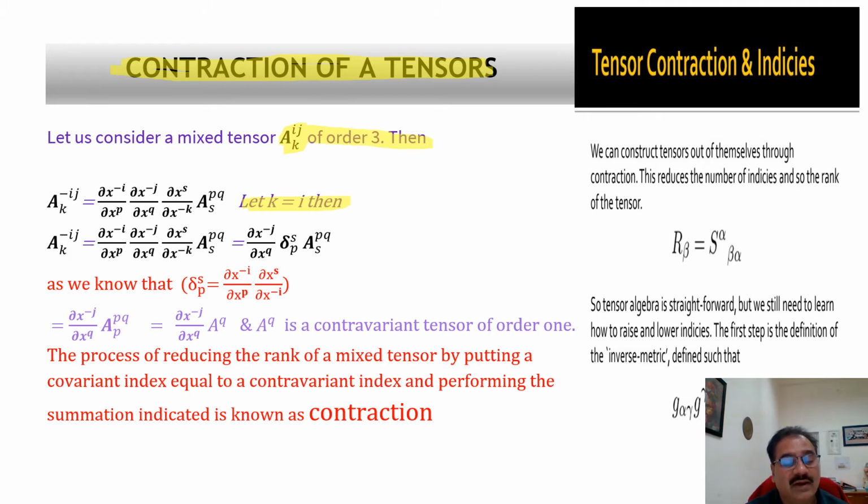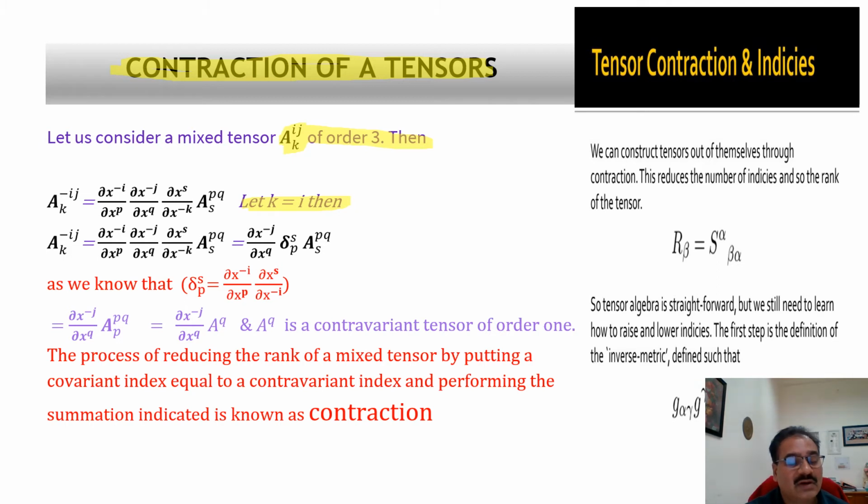So just to check here. If you have replaced this, then this may be written as del x bar j, del x q, and del sp. You know how del sp is written: del x bar i, del x p, and del x s, del x bar i. Just to check. So if you replace k equal to i, then the new quantity may be written like this: del x bar j, del x bar q, this Kronecker delta sp, Apqs.